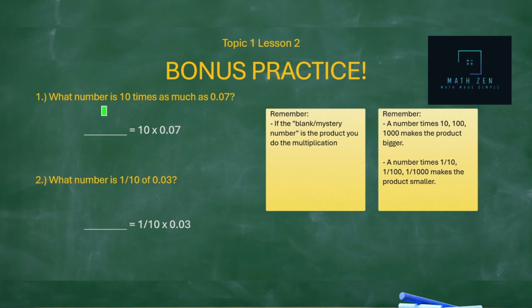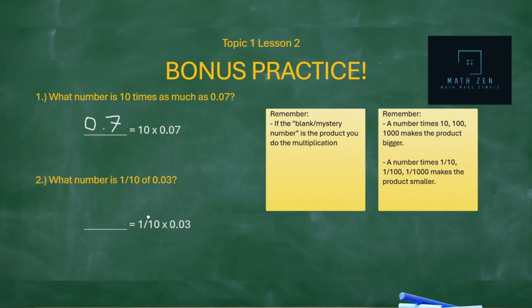Now, your first goal when you see problems like this is to take these words, decode them, and rewrite them in an expression or equation type format. So it says, what number is? Well, that's why we left it blank. We don't know what number is. And then 10 times as much as 7/100ths. So we wrote this in equation form. All you have to do is remember what the note says, and solve it. So in this case, 10 times 7/100ths is going to give us a product of 7/10ths.